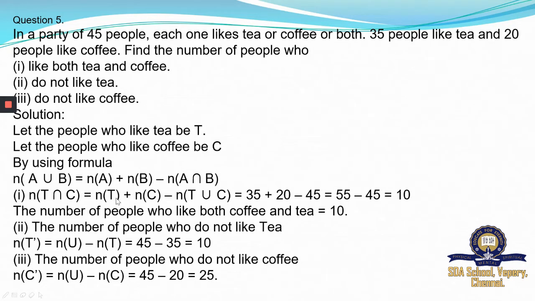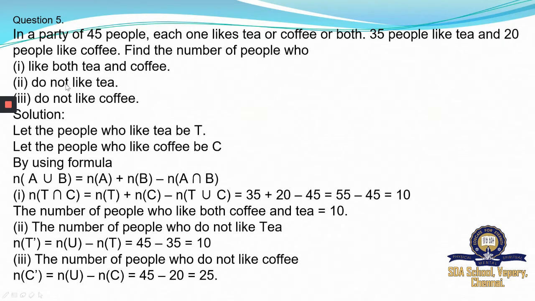Now let us simply substitute the values. What is my n of T? n of T means the number of people who like to drink tea. Those are 35. I have written 35 over here. n of C means the number of people who like to drink coffee. Those are 20 in number. So let us write 20 over here. Minus n of T union C, which means the number of people in the party. Those are 45 in number, right? Now, if I solve, I get the answer as 10. So we have found out the number of people who like to drink both tea and coffee is 10.